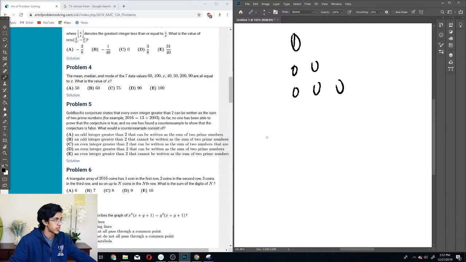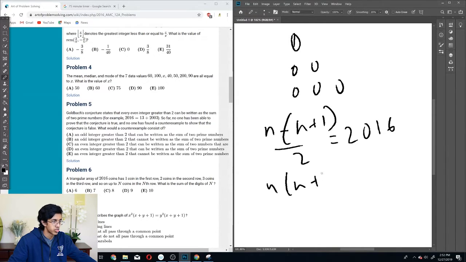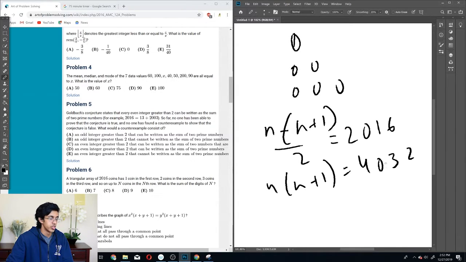So we basically have that n times (n plus 1) over 2 is equal to 2016. So that means that n times (n plus 1) is equal to 4032. Okay, so this is a good example of when you should actually know the prime factorization of the year, because I do not know the prime factorization of the year, and this is going to take a lot longer. So basically, the approximate square root of this is what?